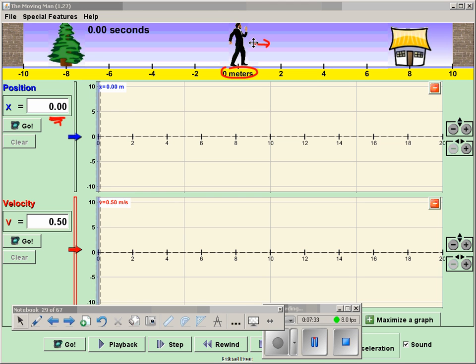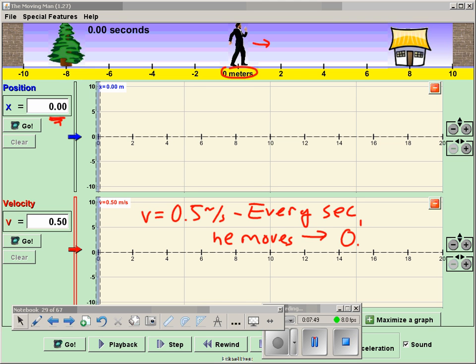So let's write that out. Velocity is 0.5 meters per second. So what's that mean? It means every second he moves that way 0.5 meters. Okay, so let's click go and see what happens.